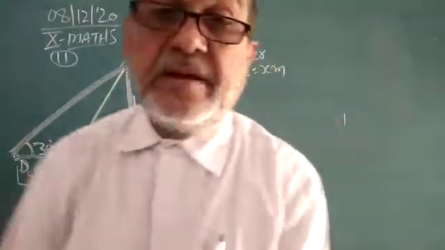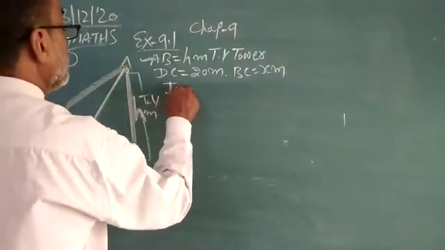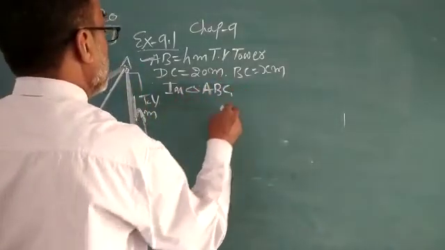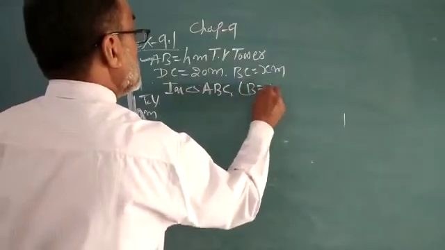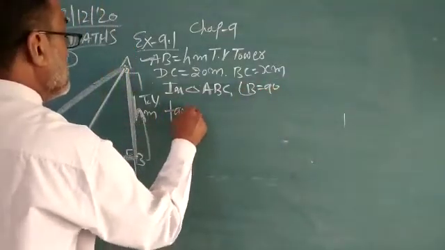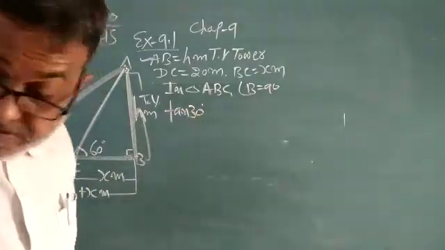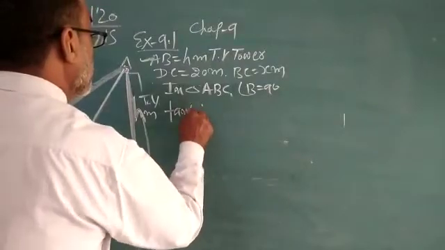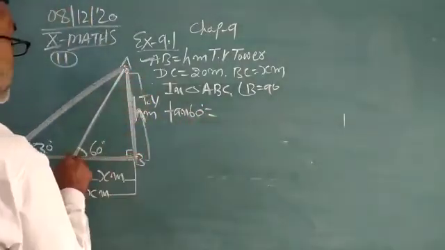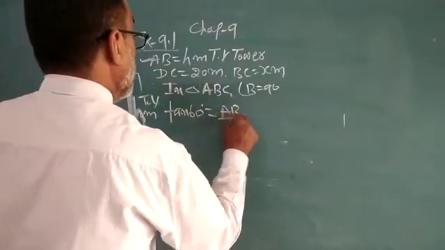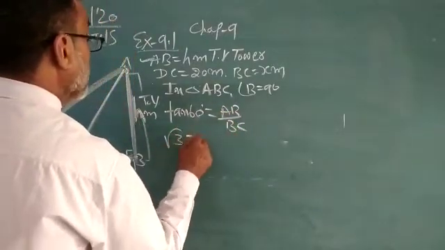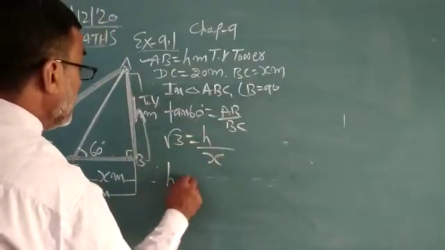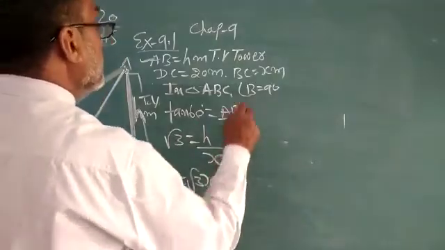Okay. So first, in which triangle? Suppose in triangle ABC, B is 90 degrees, angle 60 degrees. What is the value of tan 60? This angle is 60. Tan 60 is root 3, opposite upon adjacent, AB upon BC. Root 3 equals AB upon BC, that is H upon X. Therefore, H equals root 3 X. This is the first part.